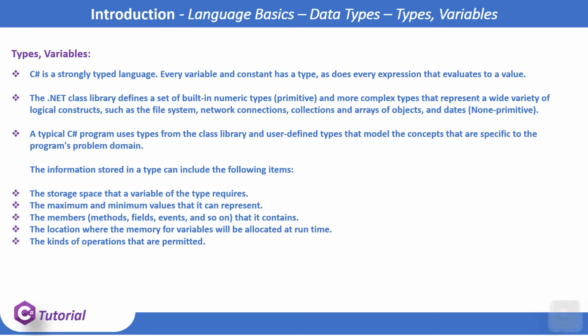A typical C# program uses types from the class library and user-defined types that model the concepts that are specific to the program's problem domain. The information stored in a type can include the following items: the storage space that a variable of the type requires, the maximum and minimum values that it can represent, the members, methods, fields, events, and so on, that it contains, the location where the memory for variables will be allocated at runtime, the kinds of operations that are permitted.